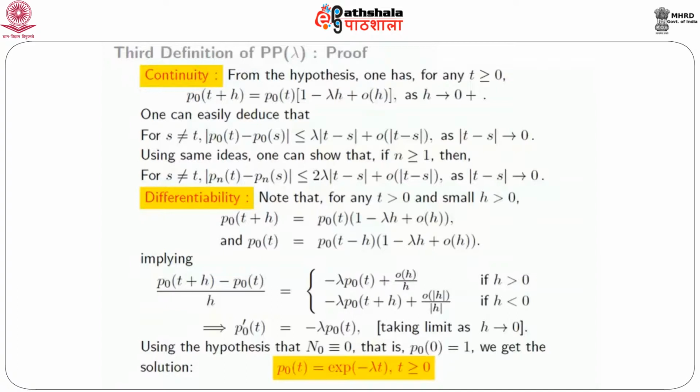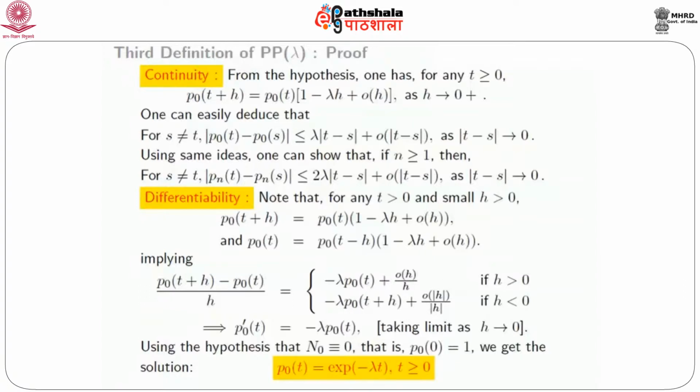So from this you easily obtain that if you look at P0 of t plus h minus P0t divided by h, then when h is positive, this ratio becomes minus lambda into P0t plus little o of h by h, and when h is negative, use the second equality for the case when h is negative to see that the ratio is equal to, for h negative, minus lambda P0 at t plus h plus little o of mod h divided by mod h. So now from this you can easily take the limit as h goes to 0 and show two things.